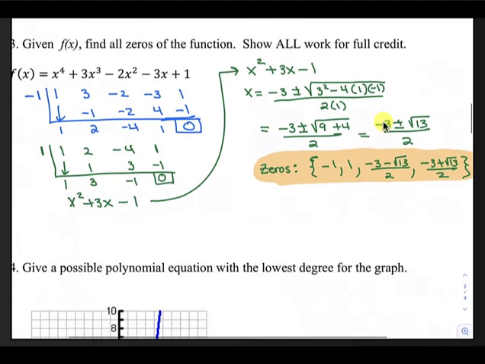So our 4 zeros total are the -1 from here, the +1, and then the -3 minus radical 13 over 2, and -3 plus radical 13 over 2. So 4 zeros altogether.